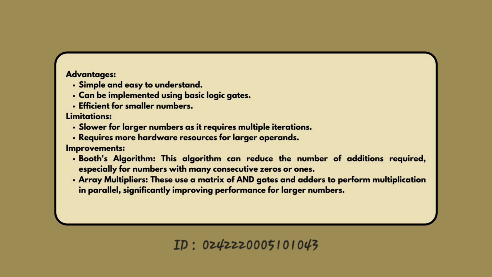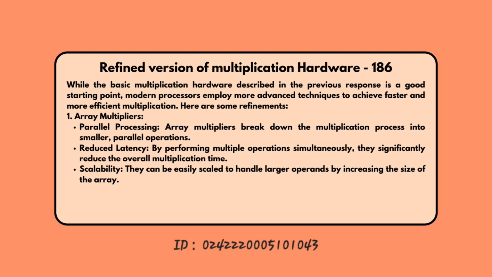Improvement: Booth's algorithm. This algorithm can reduce the number of additions required, especially for numbers with many consecutive zeros and ones. Array multipliers: those use a matrix of AND gates and adders to perform multiplication in parallel, significantly improving performance for longer numbers. Refined version of multiplication hardware.